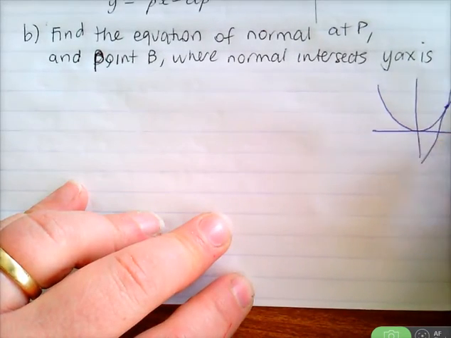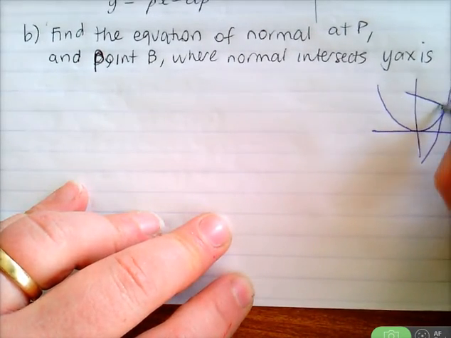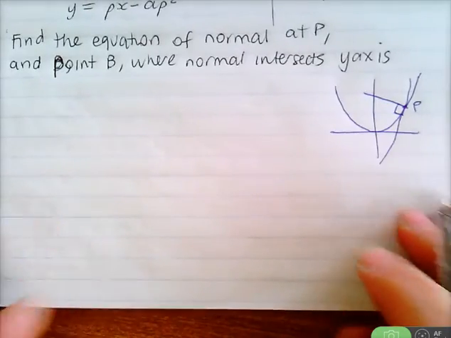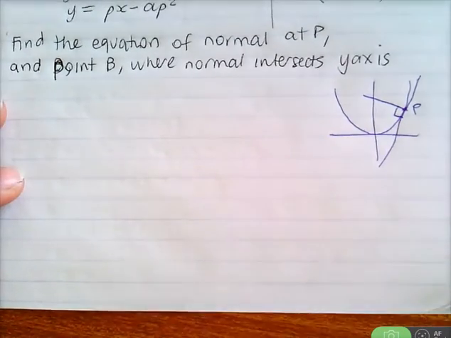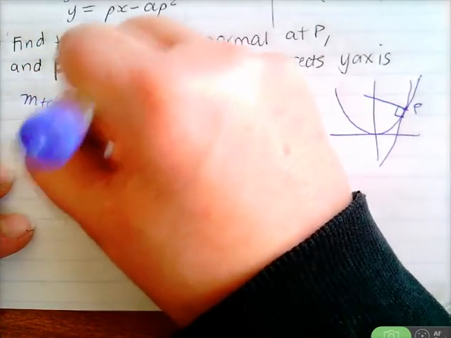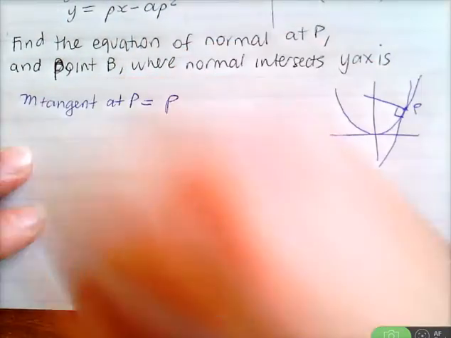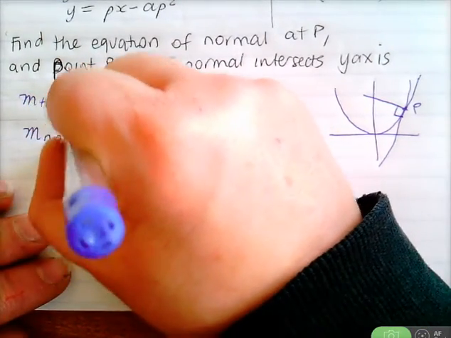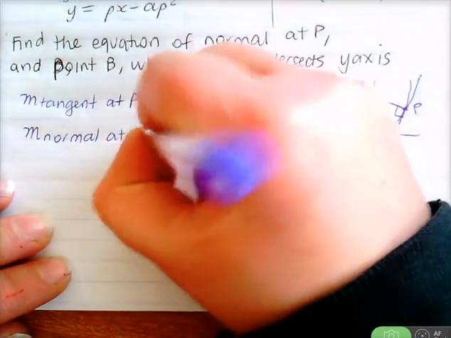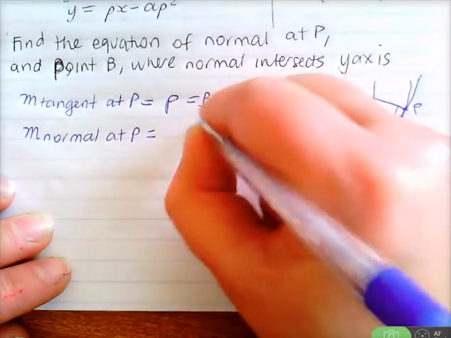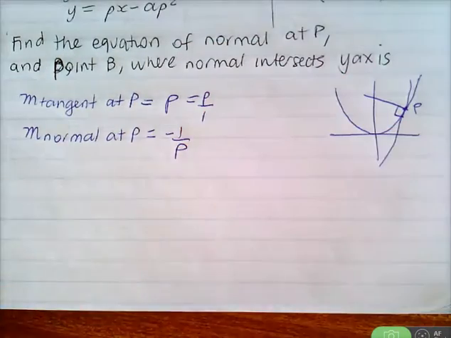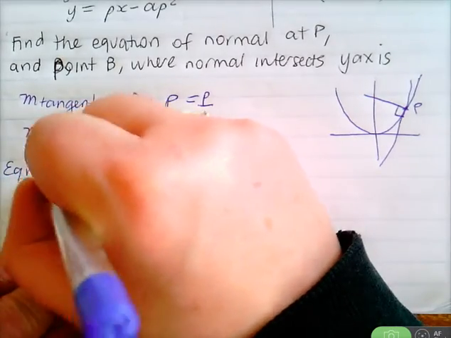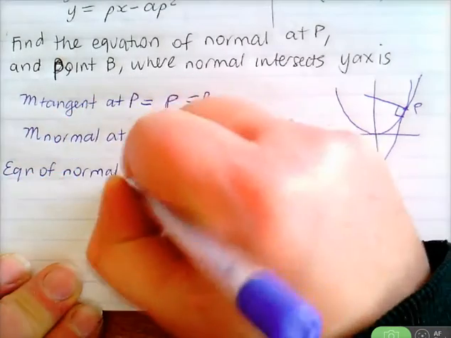Here's the tangent at P. Girls, you don't have to start from scratch. Looking back up at question part A, let's see what the gradient of the tangent at P is. Look back up at your notes. Gradient of the tangent at P is P, so you don't have to do it all again. You've already done it. So therefore, the gradient of the normal at P is, flip that, -1 on P. So therefore, the equation of the normal at P.